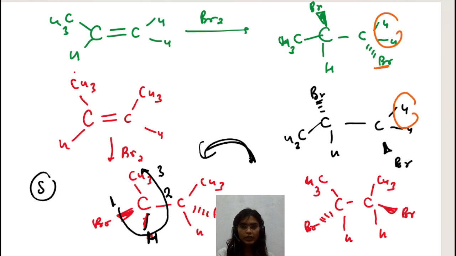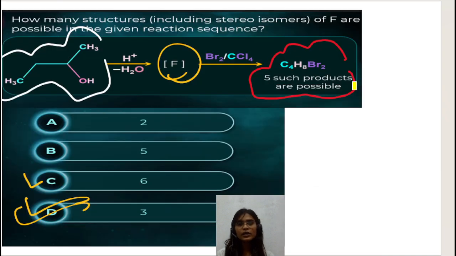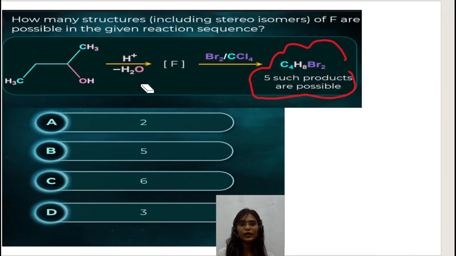So what is the total counting? The total counting is one, two, three, four, and in this case you have to count this as a 5. So the correct answer for this question is 5. Okay, so that's why we are getting 5 products here. Okay, it's an advanced question. I don't know which year, I guess 2013. Okay, that's it. This is all for the question.